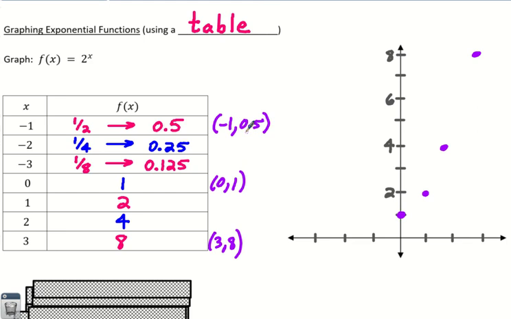And then -1, 1/2 would be like there-ish. And then -2, 0.25, about right there. And then -3, 0.125, or 1/8, would be kind of right there. So look at those dots. Looks like they're forming some kind of curve.